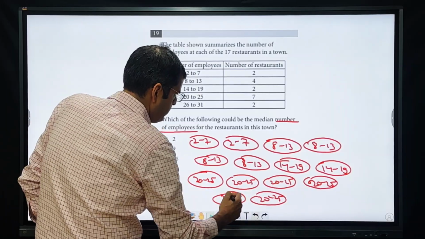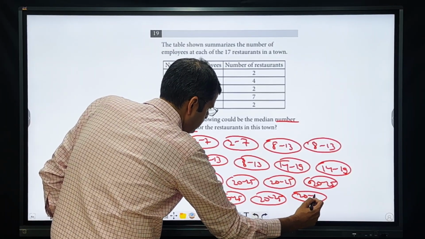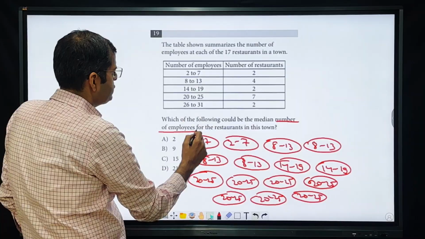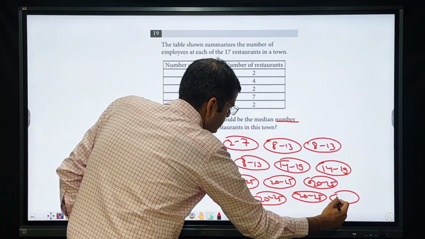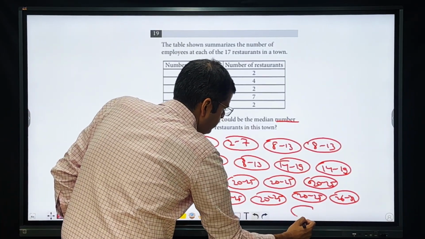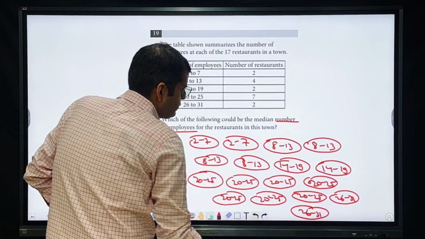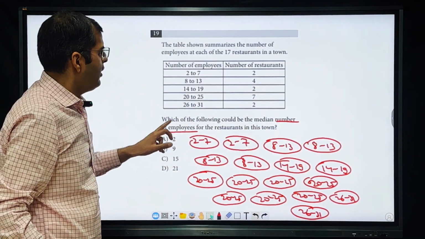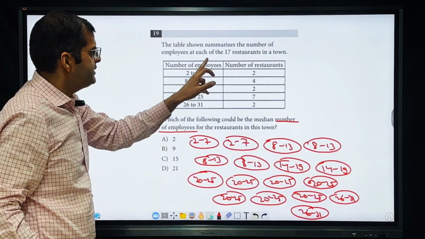One, two, three, four, five, six, and seven. And finally, two restaurants have 26 to 31 employees. This is 26 to 31, and finally over here 26 to 31. So I have arranged them in ascending order. How many of them are there? 17.